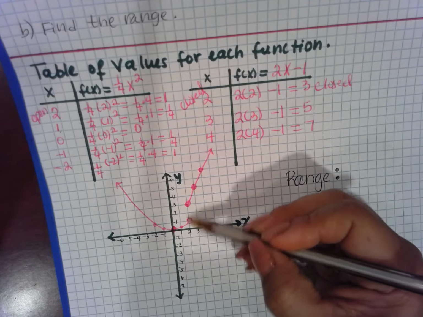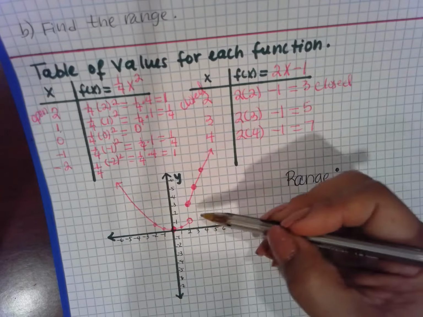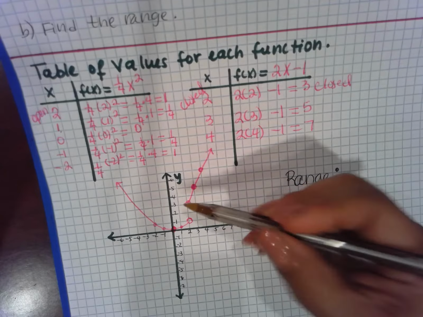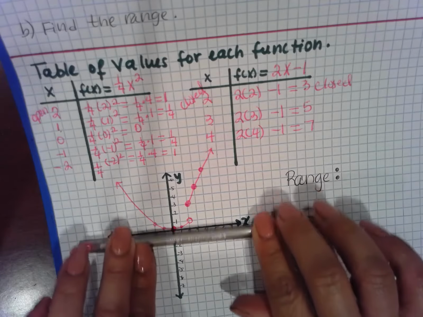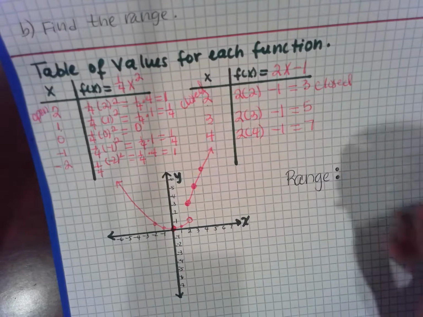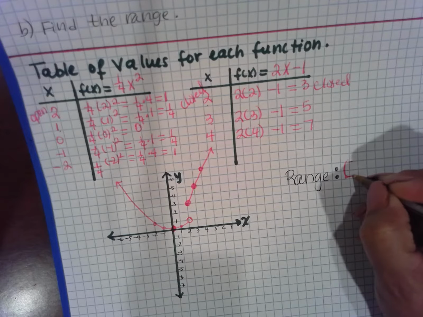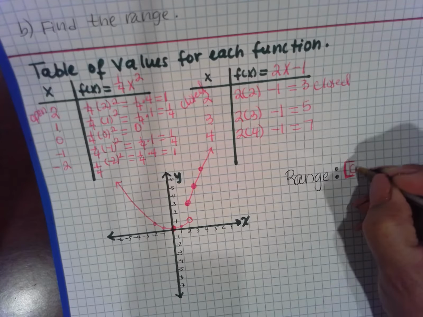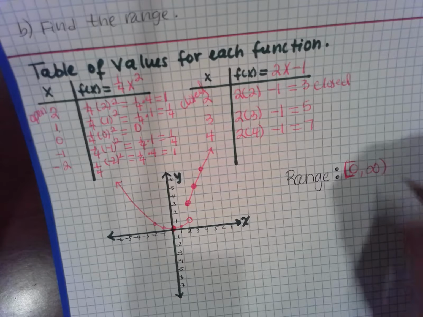This gap doesn't really exist. It's covered by the quadratic function, and this point becomes solid in terms of identifying the values for the range. So the range is going to be starting at 0 for the y and going towards positive infinity.